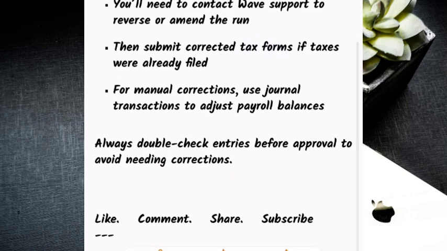For manual corrections, use journal transactions to adjust payroll balances. Always double check entries before approval to avoid needing corrections later on. It's going to save you guys from a lot of headaches.